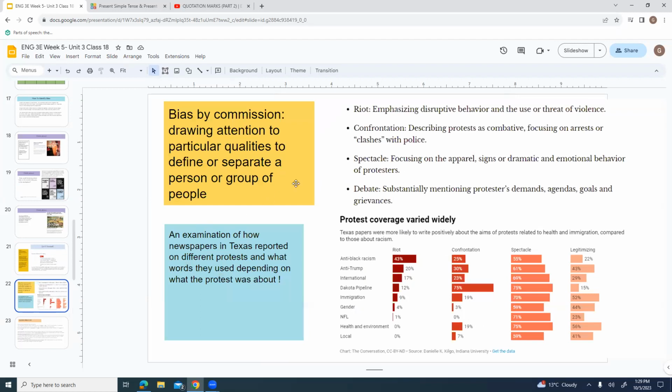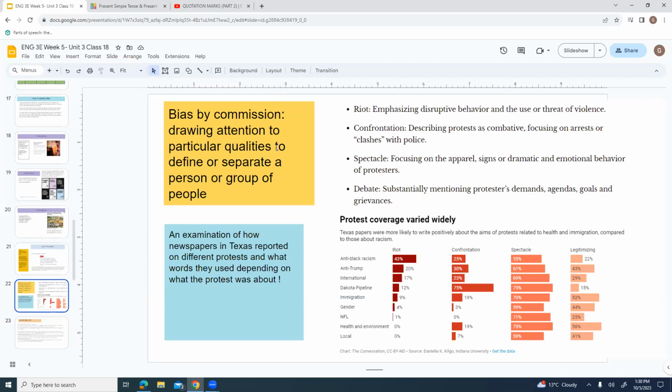Biased by commission. This is drawing attention to particular qualities to define or separate a person or group of people. And I don't know if this is the exact one. I was having a hard time trying to think about how to do this. I would say the thing with bias by commission is they're deliberately pointing out one part of a situation or people, and they're deliberately leaving off other parts. So they may be really focusing on the positive and leaving off the negative, or they may be really focusing on the negative and leaving off the positive.